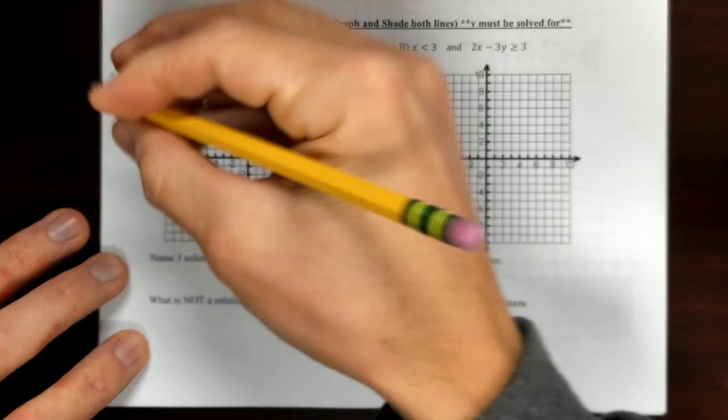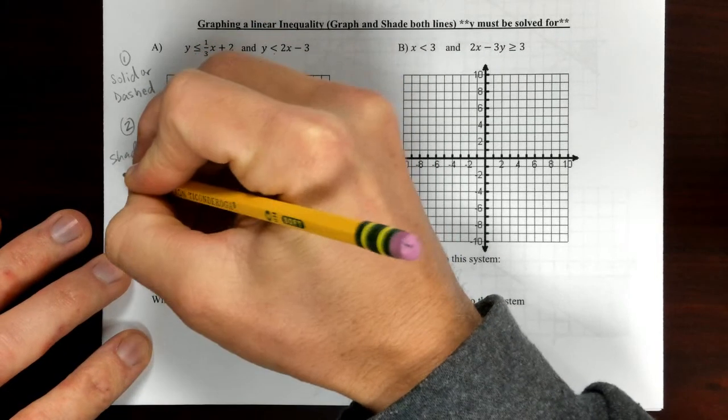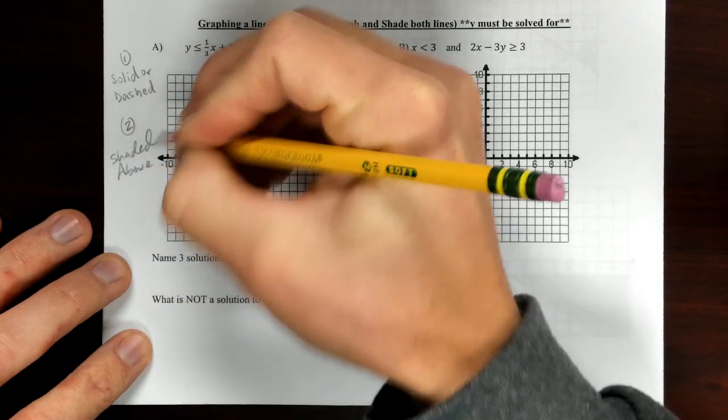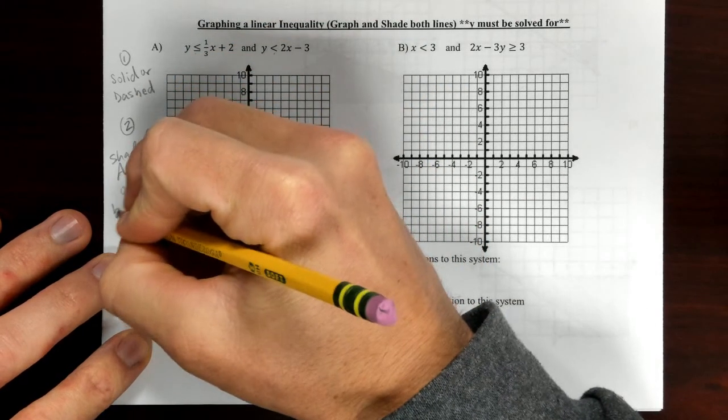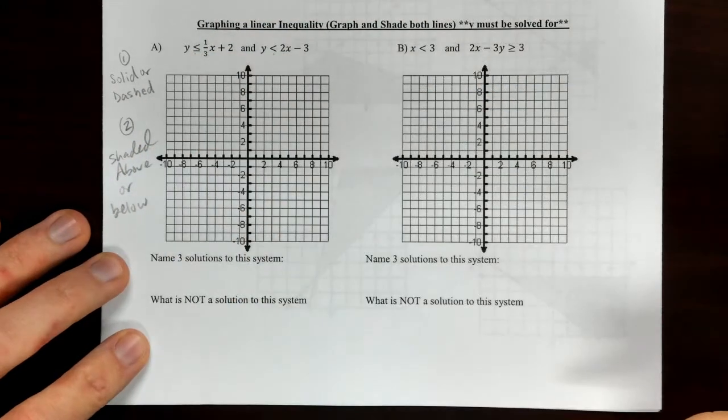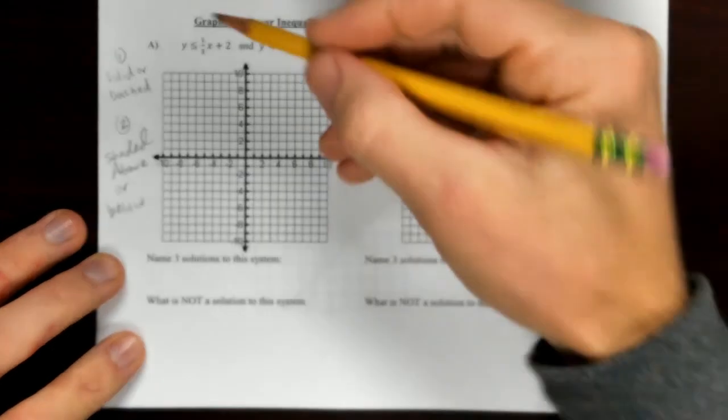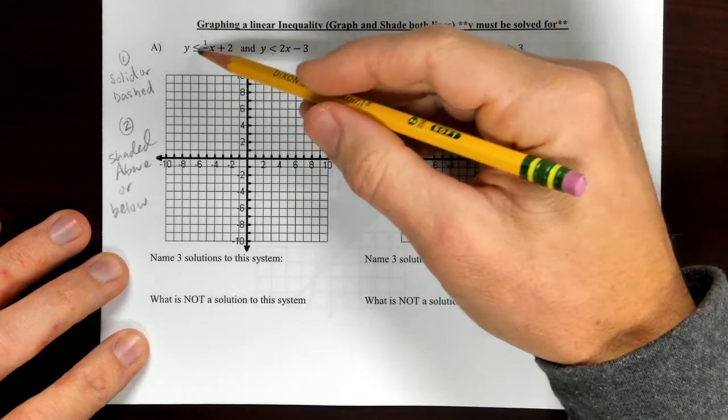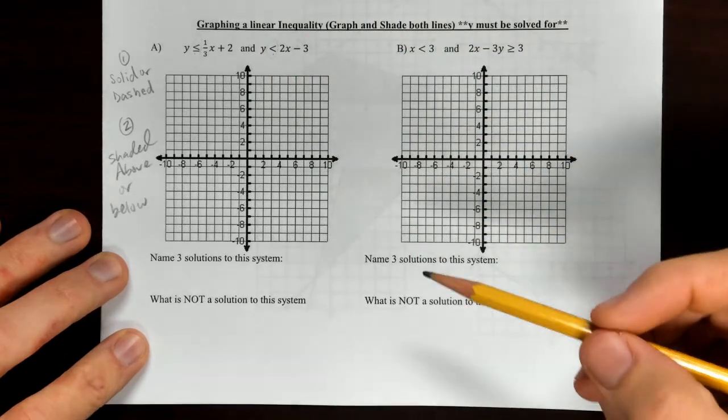The second thing I need to do is figure out whether to shade above or below. And again, that is from the inequality symbol. So that inequality symbol, less than, will tell me to shade below.